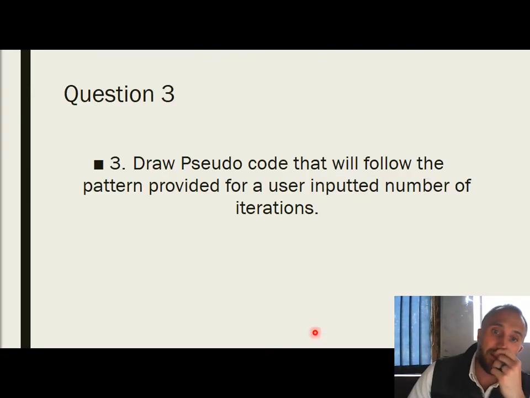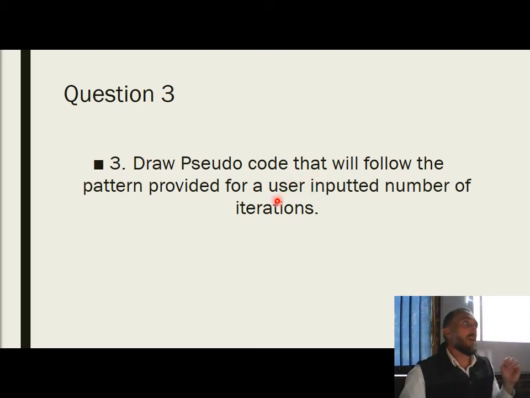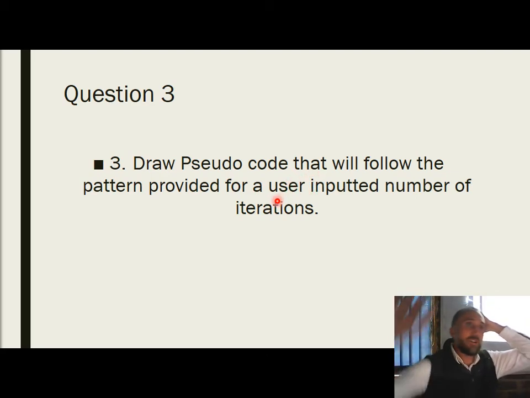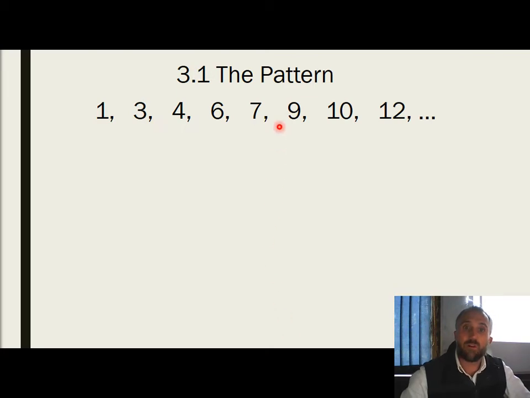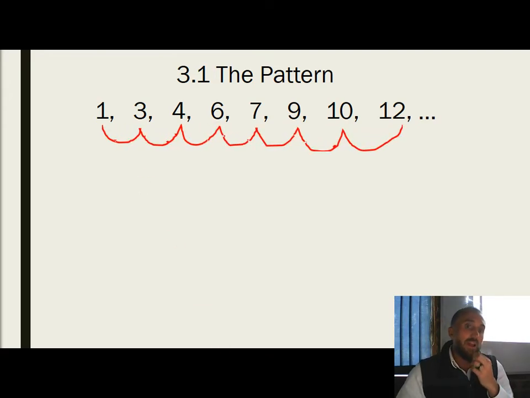The next question states to draw pseudocode. Now it's a different story, now we actually have to come from the other side of the coin. We're not getting given code and analyzing the code. We have to solve the code. So first, we got given this pattern: 1, 3, 4, 6, 7, 9, 10, 12. Now, if we look at how the steps work, first I've got to solve the problem in my head.